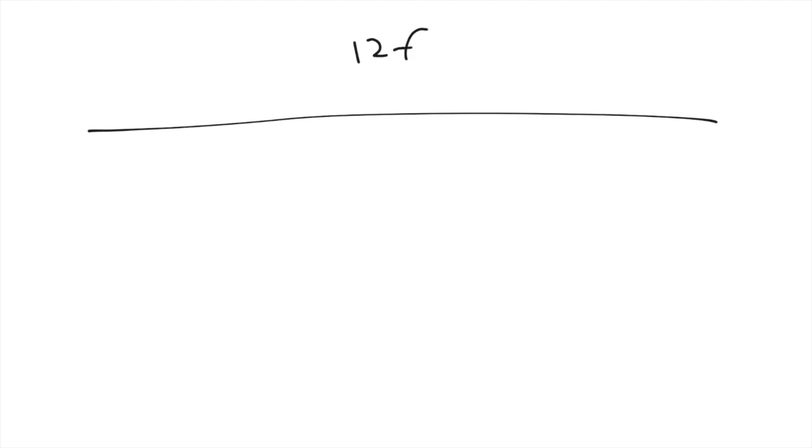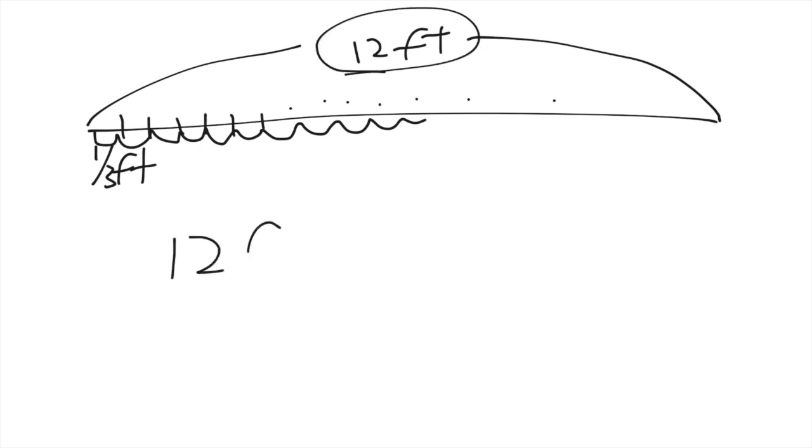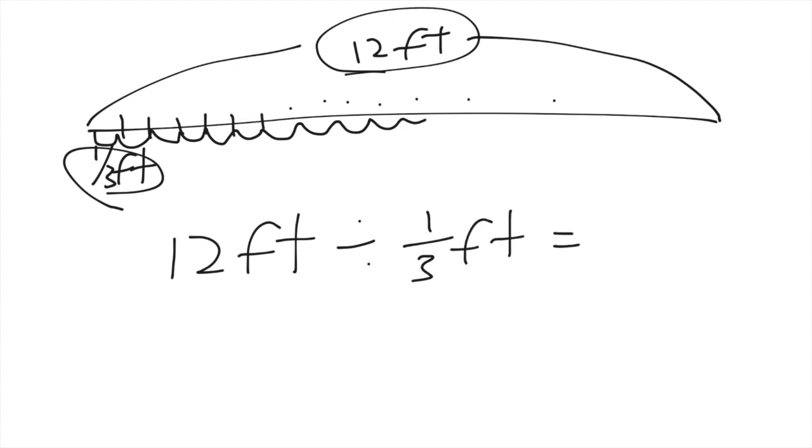So basically from the visual side, you can see we have a 12 feet rope, and we want to divide it into 1/3 of a foot pieces, like so. And there'll be many more. And we want to know how many of the 1/3 feet pieces there are. So to do that, we would take the 12 feet, divide it by the 1/3 of a foot, and that will give us the number of pieces of rope.